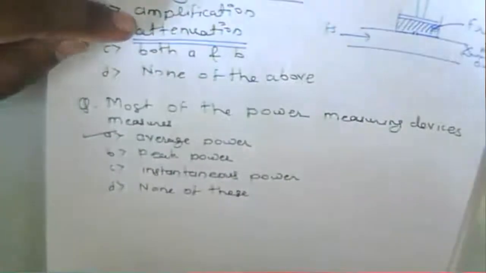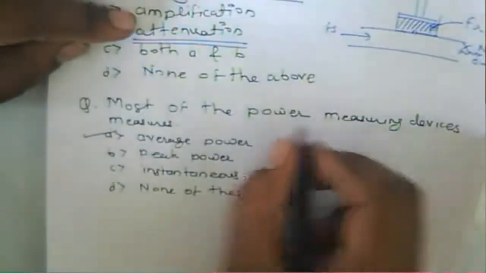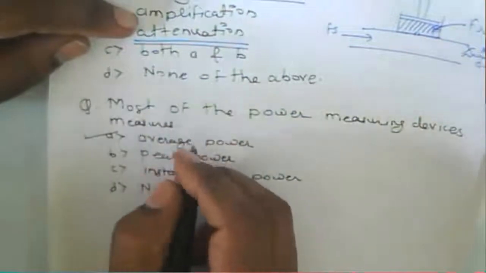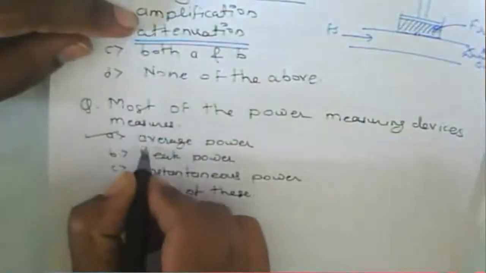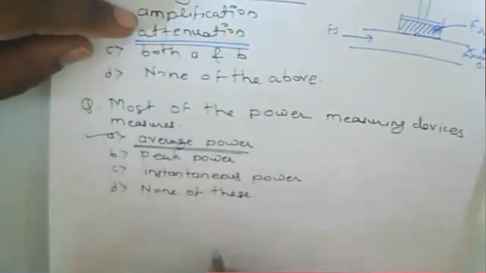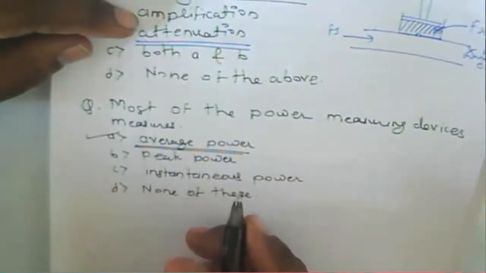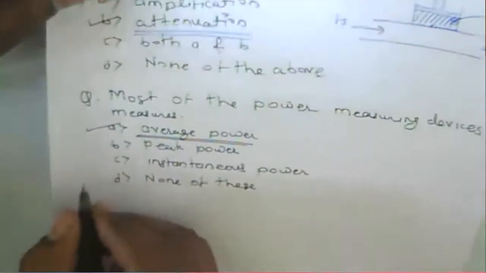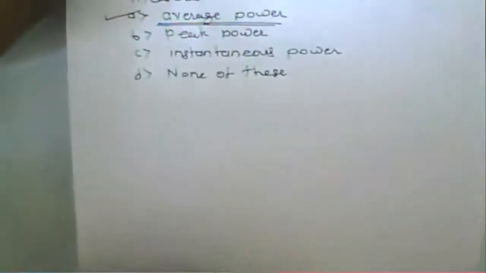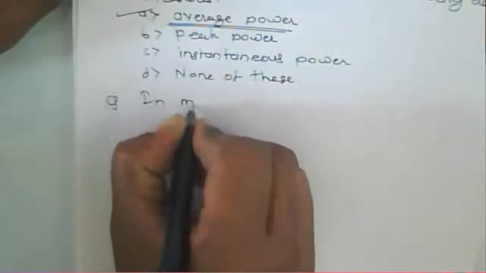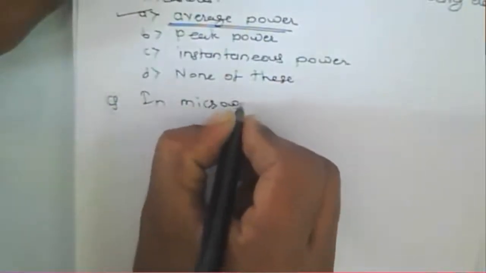Okay, someone says very good, very fast. It is A. Okay, correct. That answer is correct. That's about the average power. The power measuring devices, or whatever meter we have, those devices measure the average power, not peak power or instantaneous power. It is about the average power. Okay, next question.